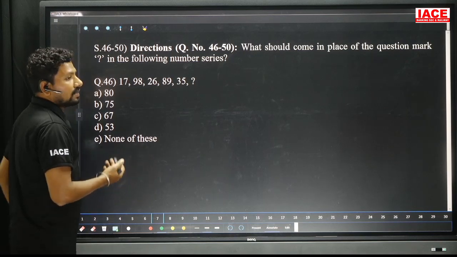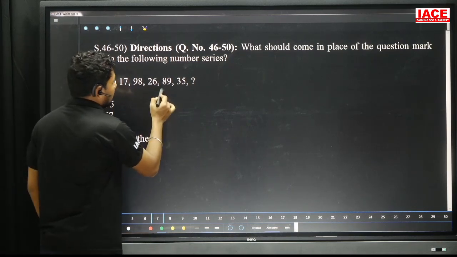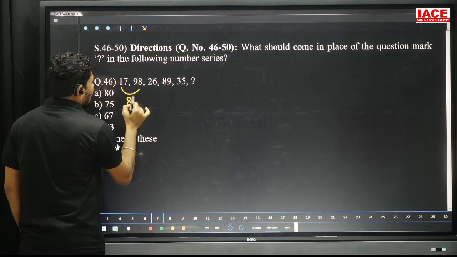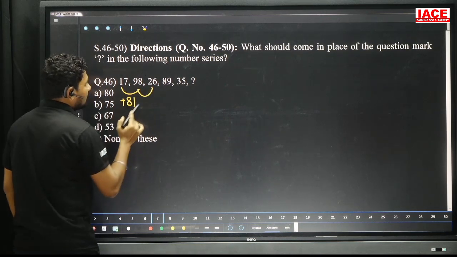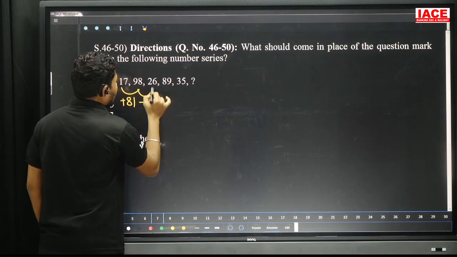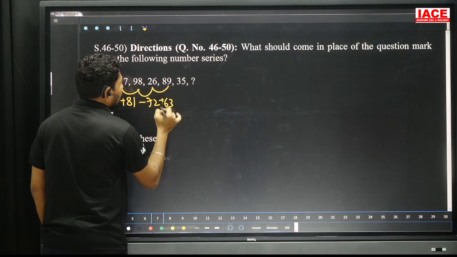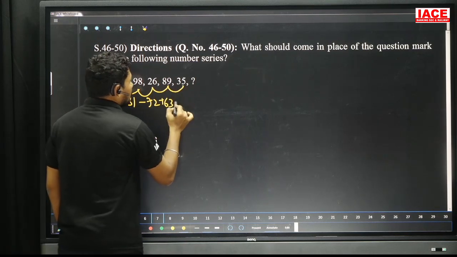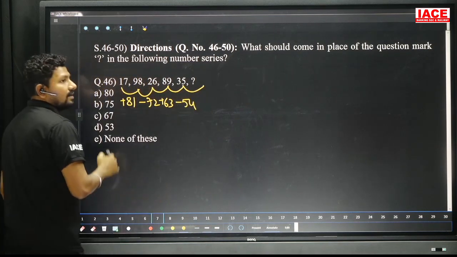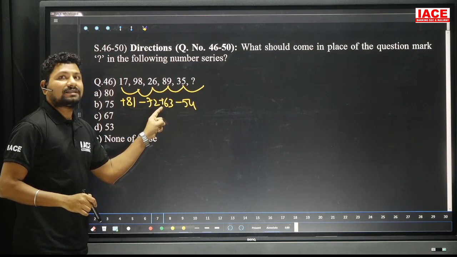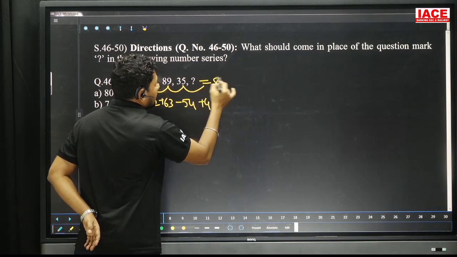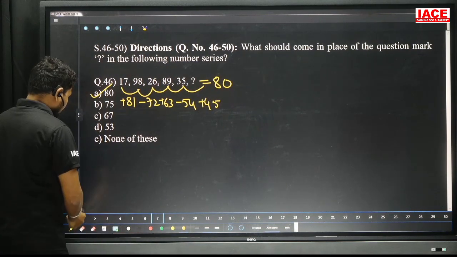It is a number series: 17, 98, 26, 89, 35, question mark. Look for the logic here. 17 became 98 means 81 is added. 98 became 26 means 72 is removed. 26 became 89 means 63 is added. And 89 became 35 means 54 is removed. Next, the number we add is 45, following 99, 98, 97, 96, then 95 steps down. 35 plus 45, the answer is 80. Option A. And let's move to the next question.